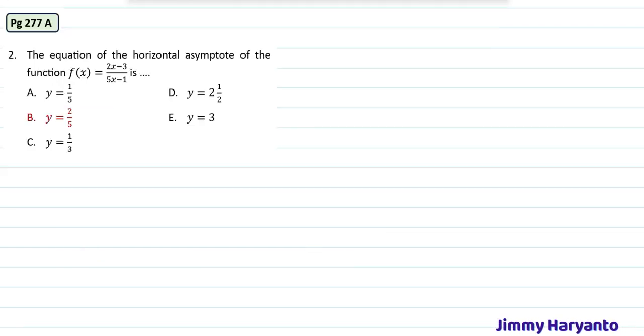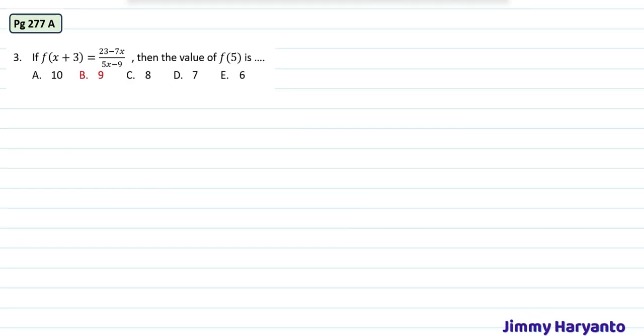Next is the horizontal asymptote of this one. The horizontal asymptote is the quotient of the division of numerator and denominator. But for this one, we have a shortcut. You only have to take the coefficient of the x. It means 2 over 5, which is B. Okay, next is question 3.